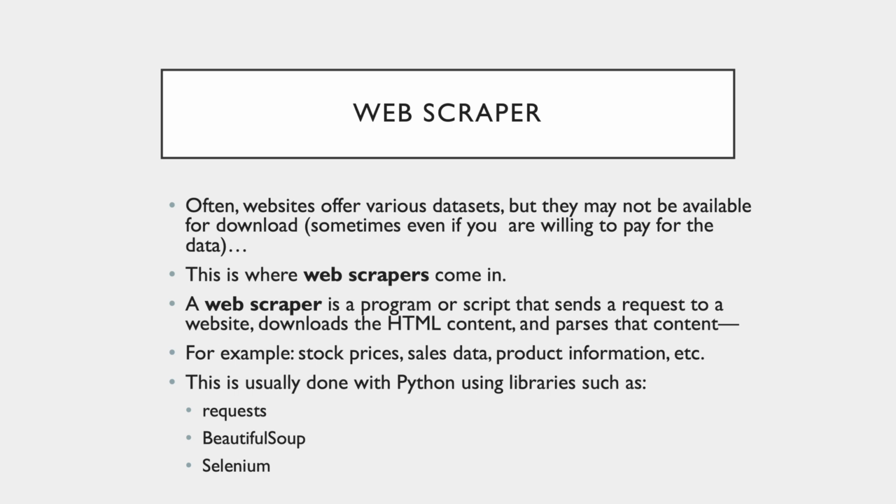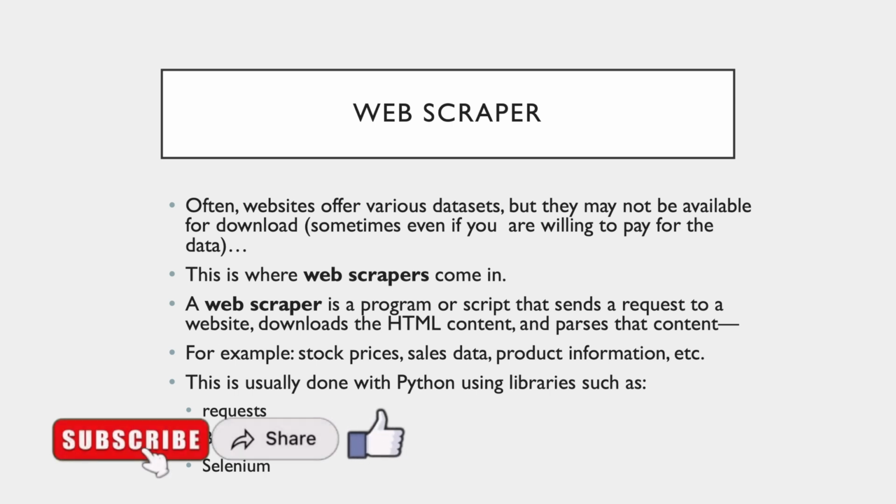This is when web scrapers come in. Often websites offer various data sets, but they may not be available for download, sometimes even if you're willing to pay for the data. A web scraper is a program or a script that is going to send a request to a website, download the HTML content, and parse the content. For example, stock prices, sales data, products information, you name it.